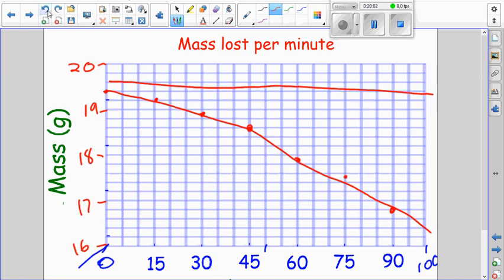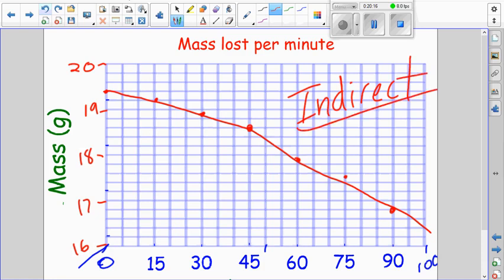Hey, what kind of relationship is this? As time goes up, mass goes down. What kind of relationship is that? Indirect. And you will have a spot on your quiz to indicate whether it's indirect or direct. I'll ask you. So you don't have to write that on your graphs, but there you go.